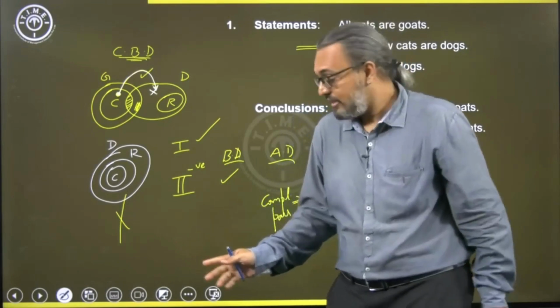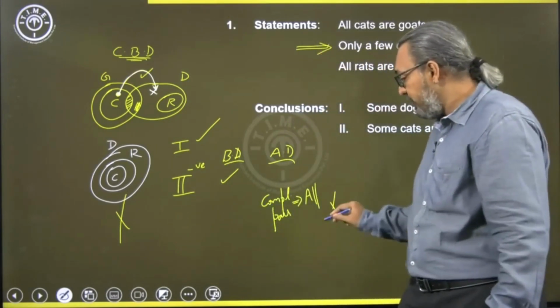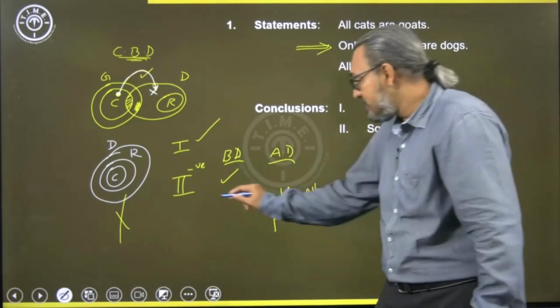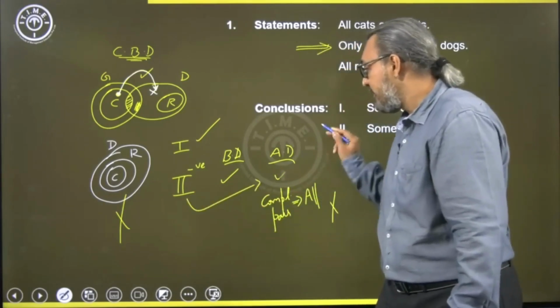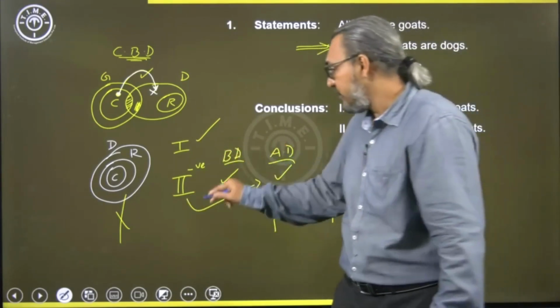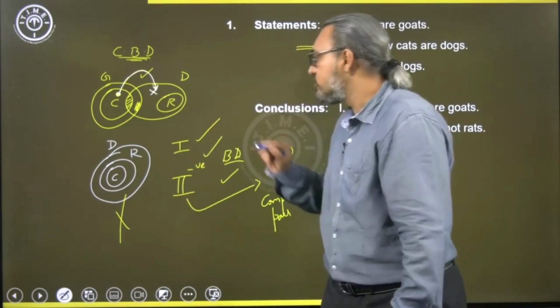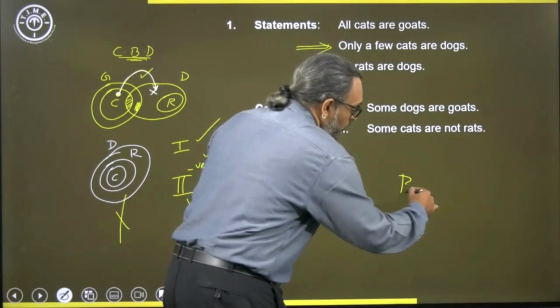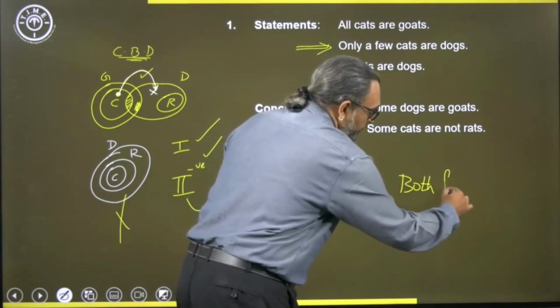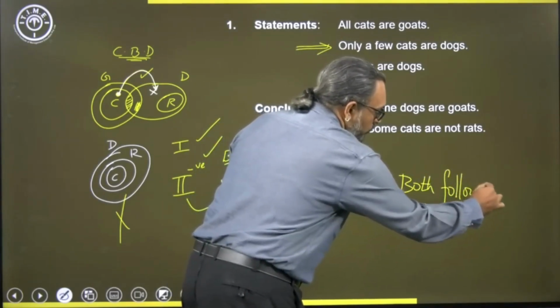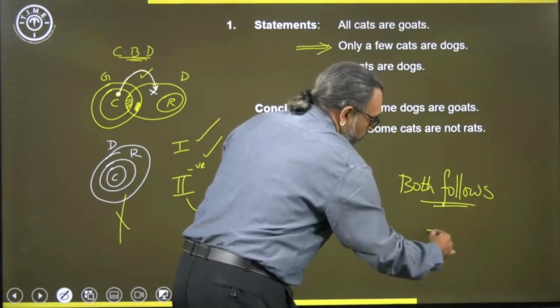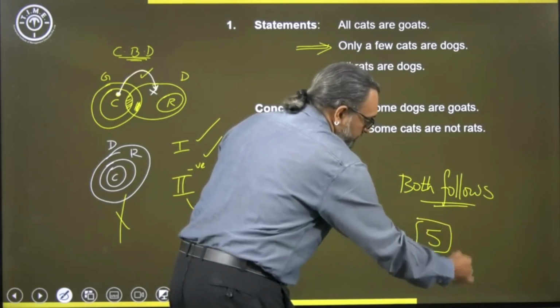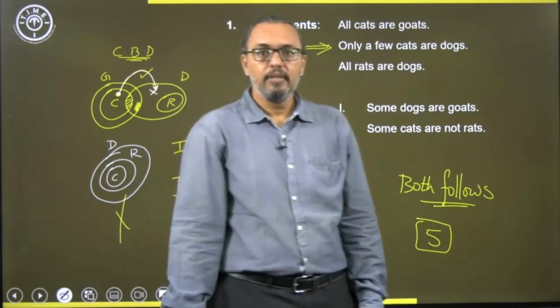That means the complementary pair fails. That means the given negative continues to be a yes there also. And that is why conclusion 2 also follows. So both 1 and 2 follow, and that is option 5 you have to give as the answer.